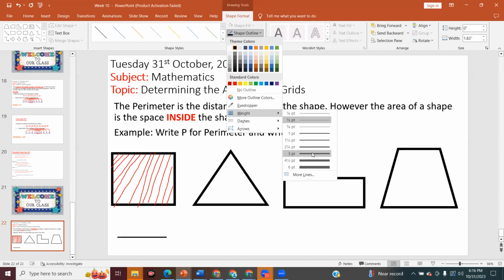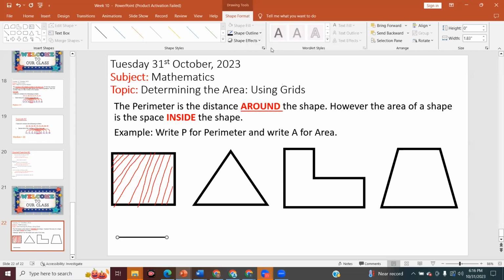Is it area or is it perimeter? Again, put your answer inside the chat. Is it A or is it P? All right, put your answer inside the chat for me, please.